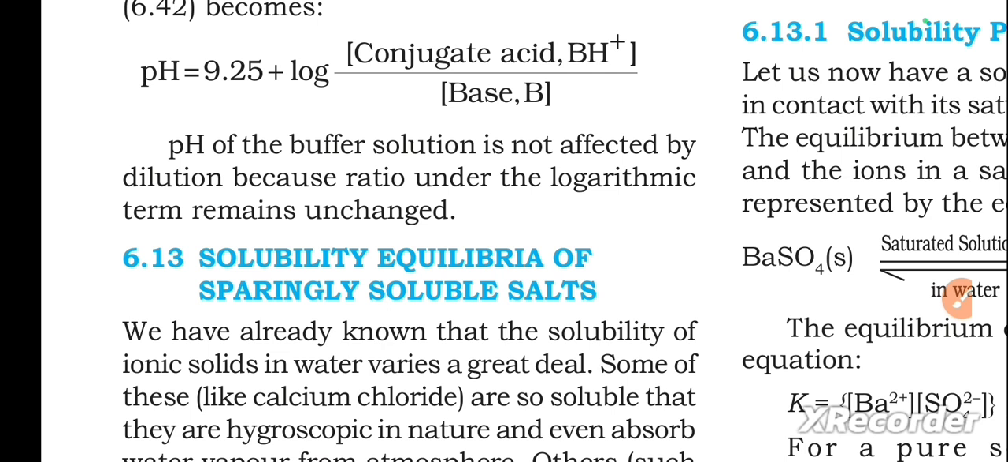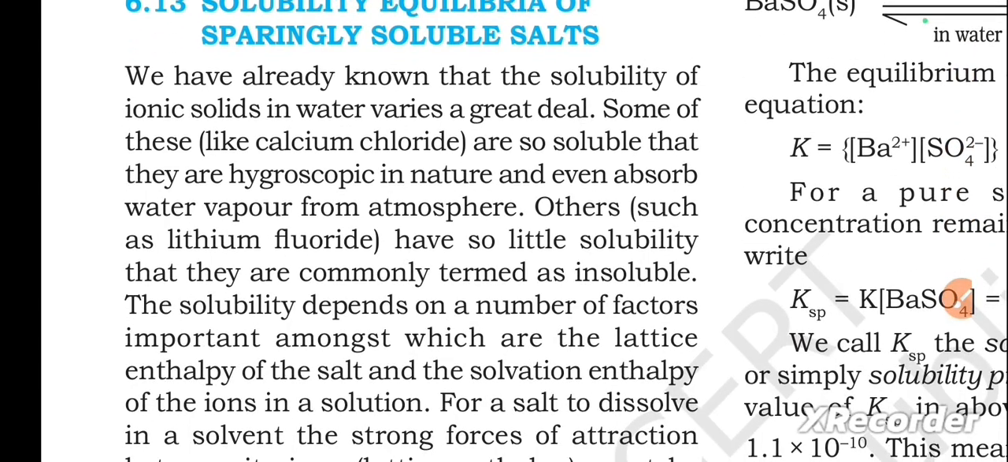Next, 6.13 Solubility equilibria of sparingly soluble salts. We have already known that the solubility of ionic salts in water varies a great deal. Some of these, like calcium chloride, are so soluble that they are hygroscopic in nature and even absorb water vapor from the atmosphere.